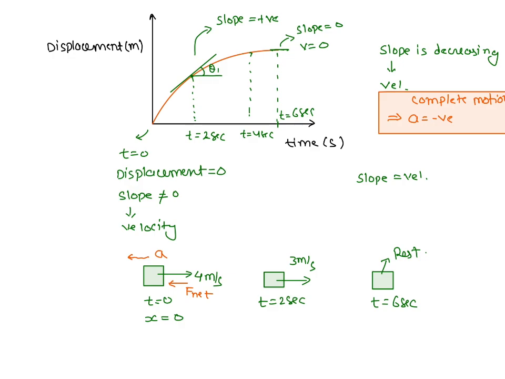Now, can you analyze which physical situation is represented by this graph? Yes, you are right. It represents braking of a car. Your car was moving with a certain velocity. Then you apply the brake, and slowly, your car comes to rest. In the next video, we will also analyze more such displacement time graphs.